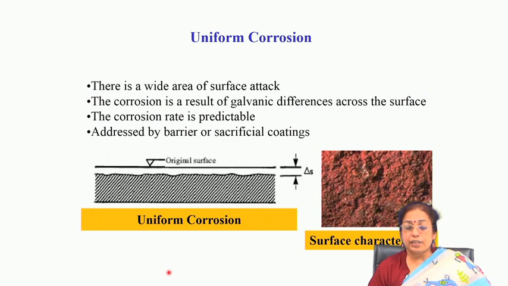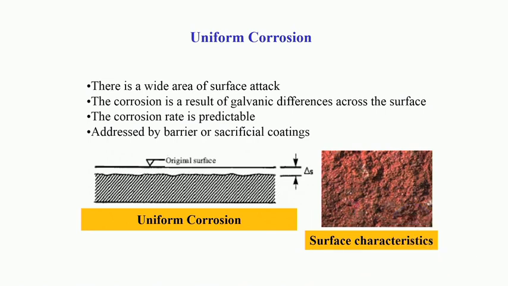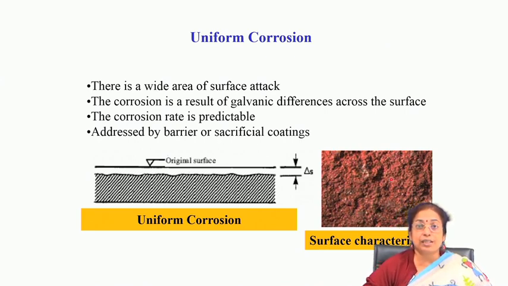So, the surface characteristics of the uniformly corroded surface is usually like this. You will see that corrosion attack occurred all throughout the surface in a uniform fashion, and there is not much change in the appearance in different directions or different zones, along x and y, or with time. Actually, with time also it does not change much.